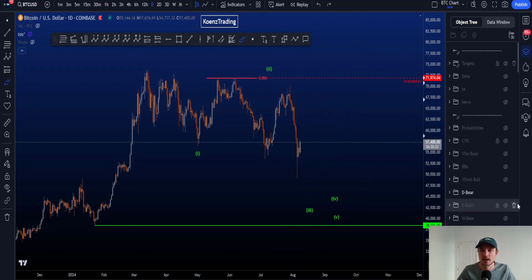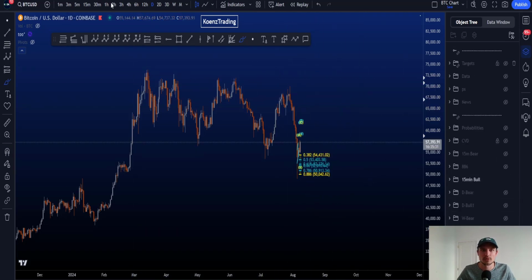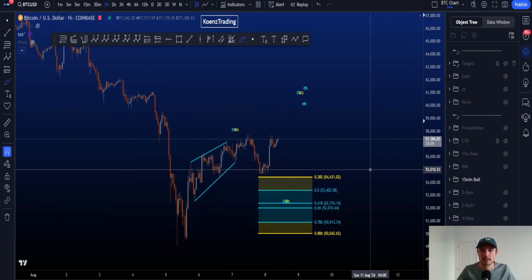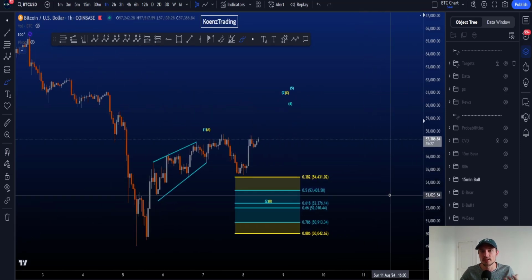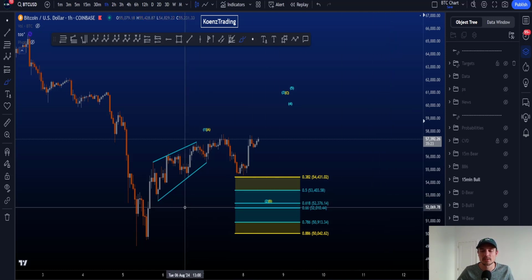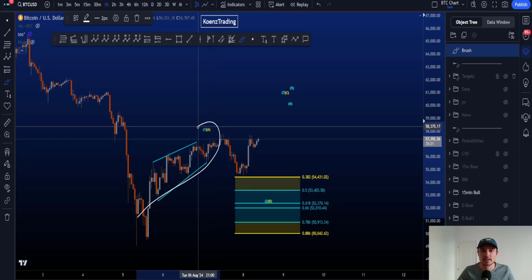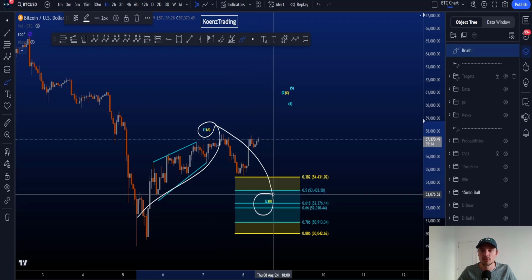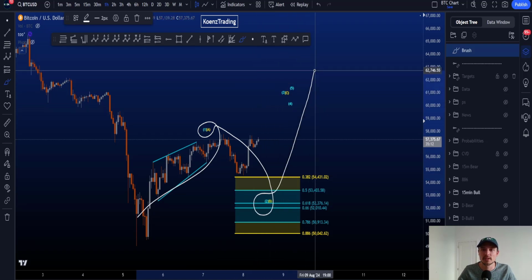If we then go to the lower time frame, then here we are looking for a 3-wave structure or 5-wave structure to the upside. Both of these are actually in sync. We have a leading diagonal to the upside in a wave 1 or a wave A, followed by a 3-wave corrective structure in 2 or B, and then we look for a wave C or 3.